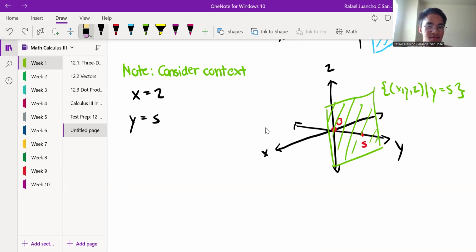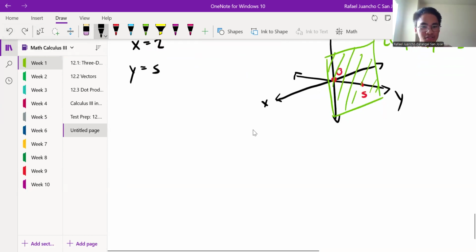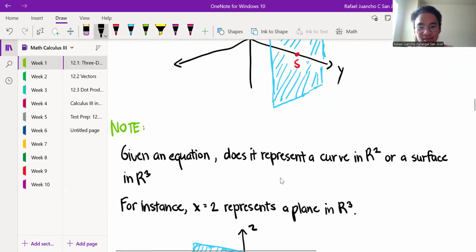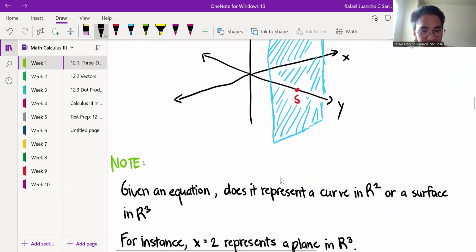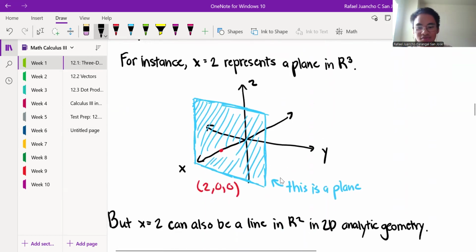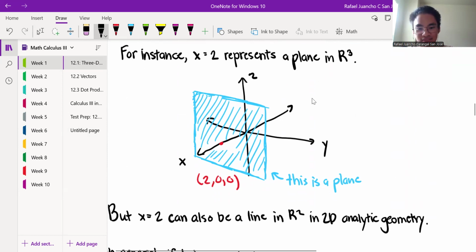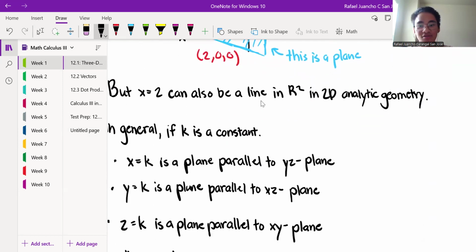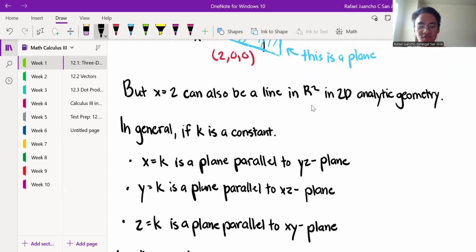So yeah, that's the idea, right? So it's important to consider context. Are we doing it in R squared? Are we looking at it in R cubed? Those types of things. If you look at this example from a textbook, x equals 2 represents a plane in R cubed, but x equals 2 can also be a line in R squared, in 2D analytic geometry, or just in 2D.